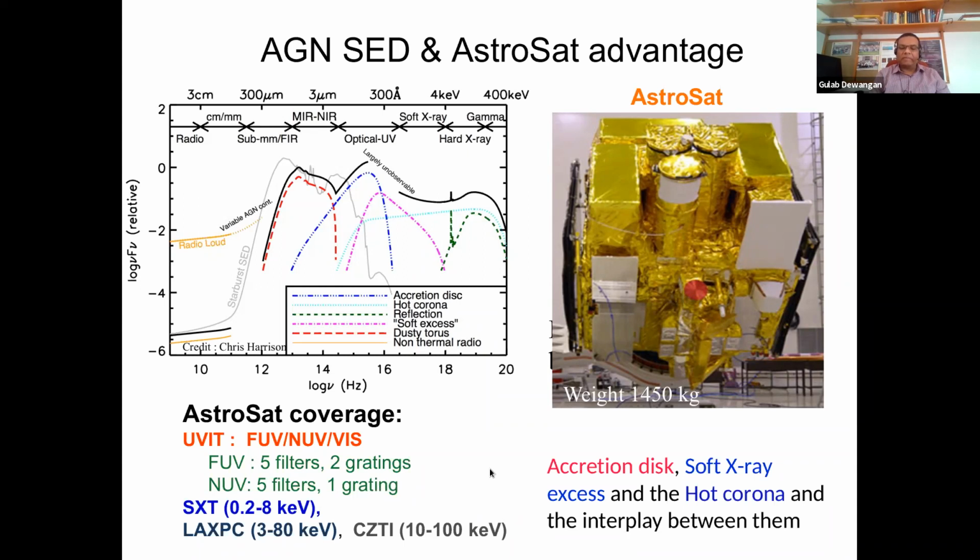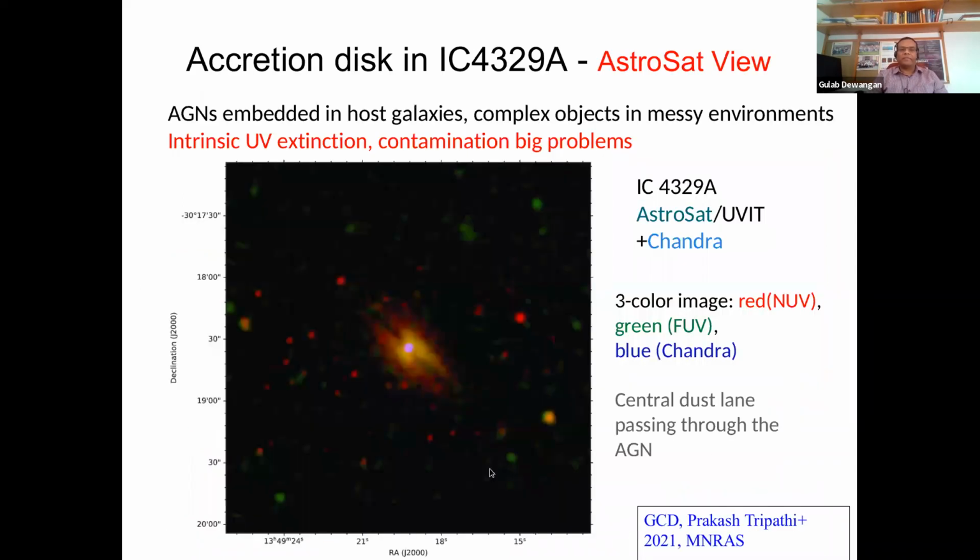Okay, and I will show you some of these AstroSat observations. This is one observation with AstroSat of the Seyfert galaxy IC4329A. This is the second brightest Seyfert galaxy at hard X-rays, but of course it is much fainter in the ultraviolet and optical band due to lots of obscuration.